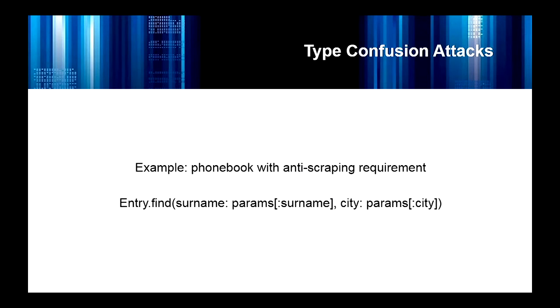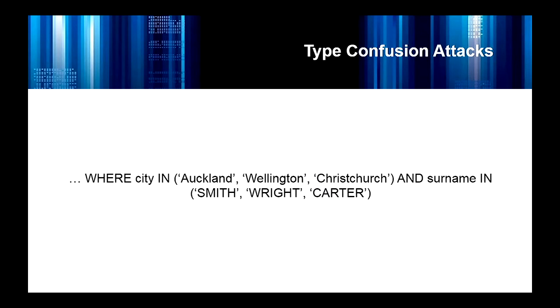Find entries with a surname of this and a city of this. But if I pass a list of cities, or if I pass a list of surnames, I'm going to end up with a database query that looks like that. Because Rails' database layer will go, oh, you've given me an array. I know what you want to do with that. You want to find something that matches any of these. It varies its behavior based on what type of parameter you gave it. So in this example, I would find Smiths, Wrights, and Carters in Auckland, Wellington, and Christchurch, which is going to be, in one request, a significant chunk of data.